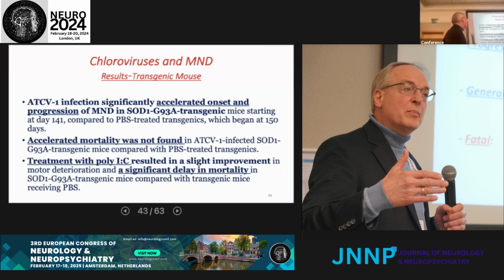Now, in the mouse model, ATCB1 infection significantly accelerated the onset and progression of motor neuron disease in these transgenic mice. These mice only live about 155, 160 days. That's about their life cycle. And we saw that by about 140 days, we started seeing the animals injected with the virus getting sick fast and going downhill quicker than their litter mates who were not injected. Now, accelerated mortality was not identified, but interestingly, treatment with the poly-IC resulted in a significant delay in mortality in the transgenic mice compared with those receiving saline.